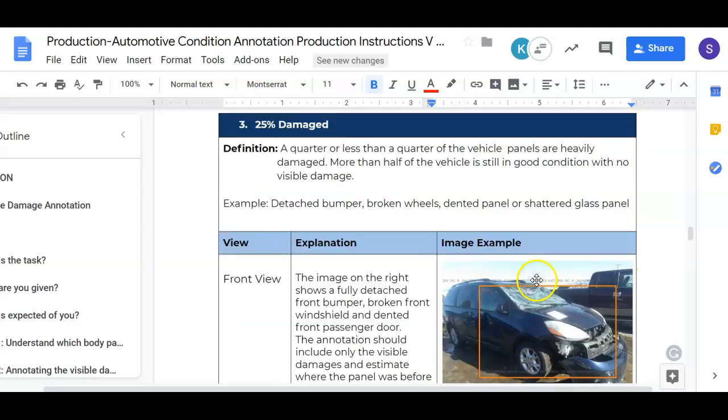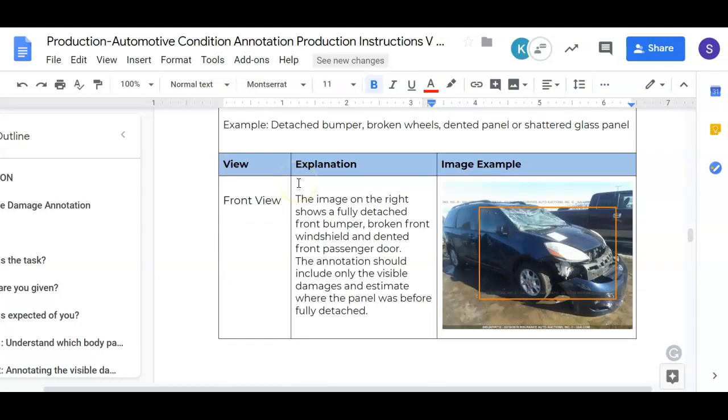Okay, now we're going to look at 25% damage. Basically, in this example you can see a detached bumper, a broken windshield, and a dented passenger door. So there's already heavy damage here, which means the moment you see heavy damage, you need to jump into the 25% category. Of course, the annotation includes all the parts that are damaged, and if a panel is detached, just include where the panel is supposed to be.